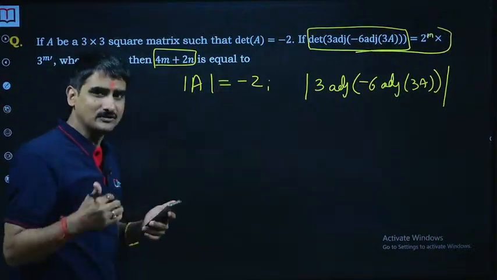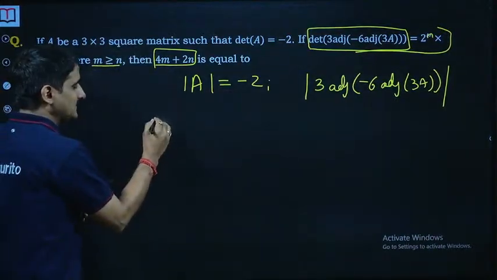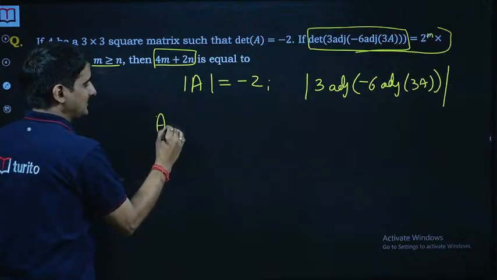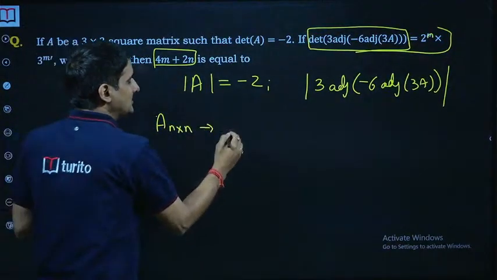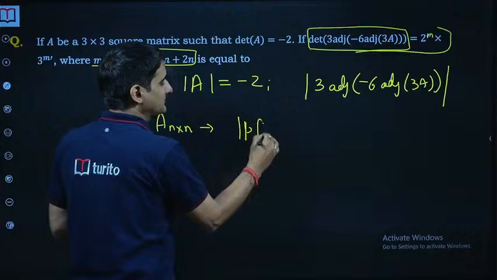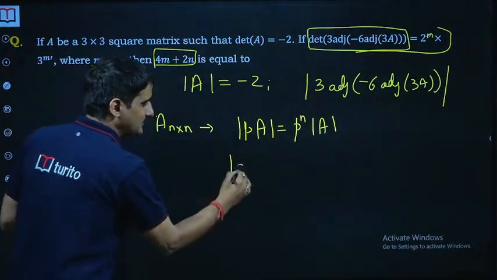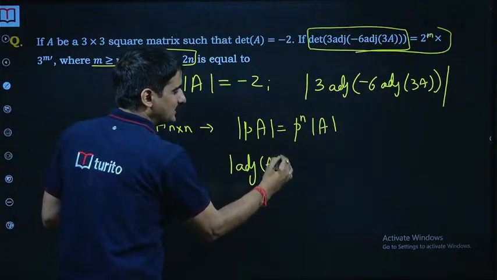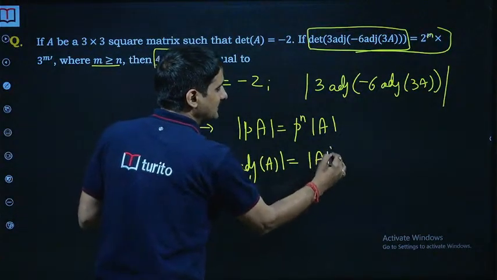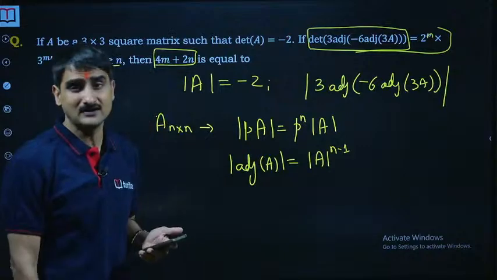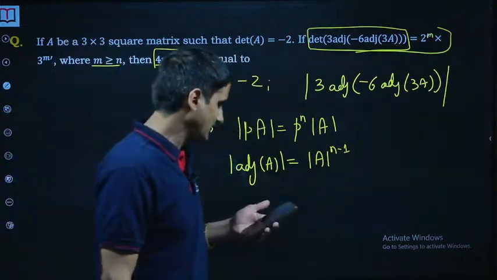So now see, what are we going to use? We are going to use two things here, and that is, if A is an n cross n matrix, bachcho, then determinant of P times A, P being a constant, is P raised to the power n into determinant of A, and determinant of adjoint of A. So that's what you have to use again and again, determinant of A raised to the power n minus 1 here.